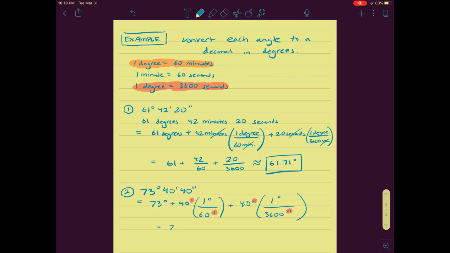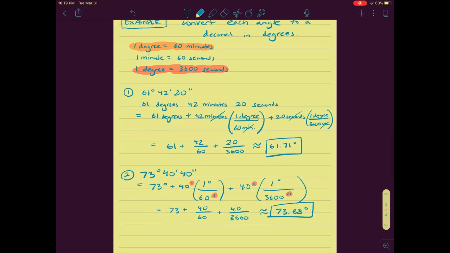So in the end, I'm going to put this in the calculator: 73 plus 40 over 60 plus 40 over 3600. If I put this in the calculator, you should get about 73.68 degrees. Hopefully you're able to get the answer for that. If you made any mistakes, make sure you make note of what you did wrong and continue to learn from them, okay?